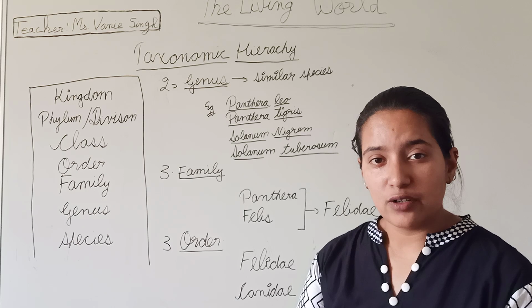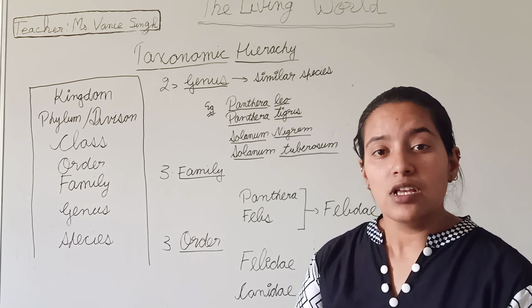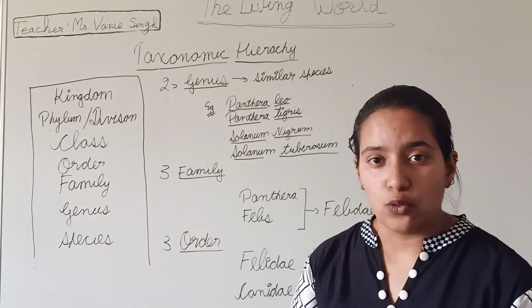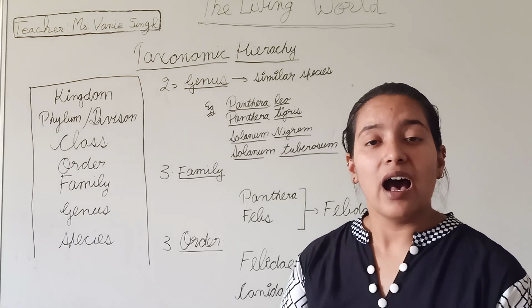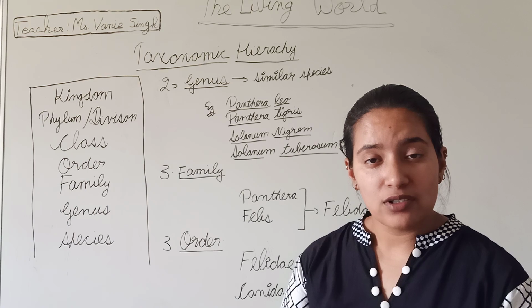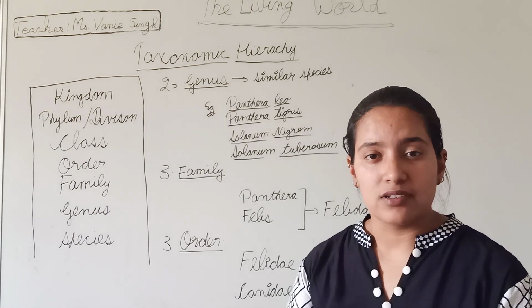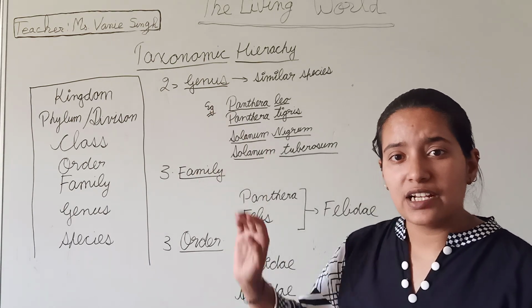Next example here we can take Solanum nigrum and Solanum tuberosum. Solanum tuberosum is the botanical name of the potato. This Panthera leo and Panthera tigris belong to the same genus. Solanum tuberosum and Solanum nigrum belong to one genus. Panthera and Solanum are different genera.